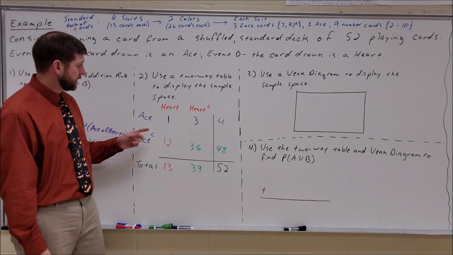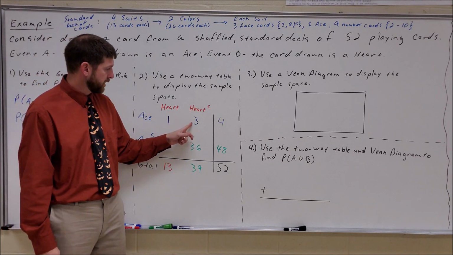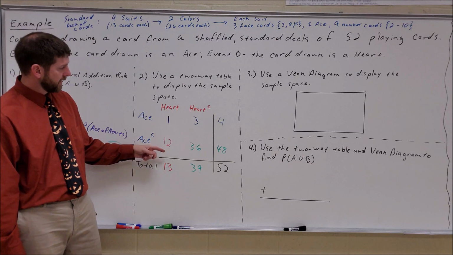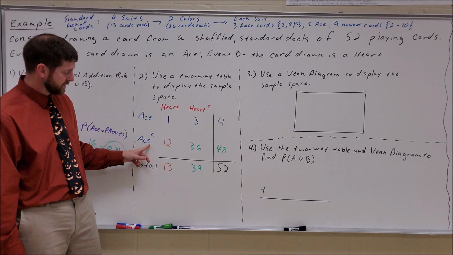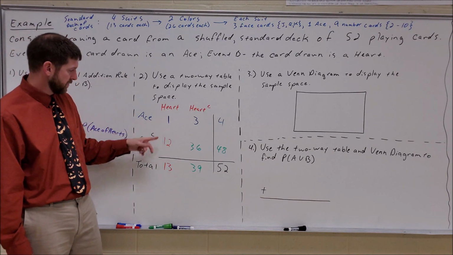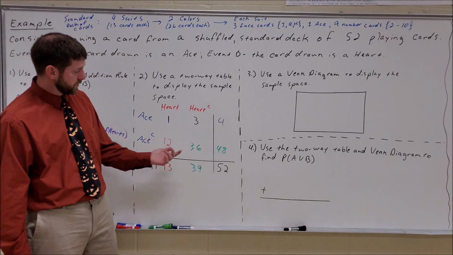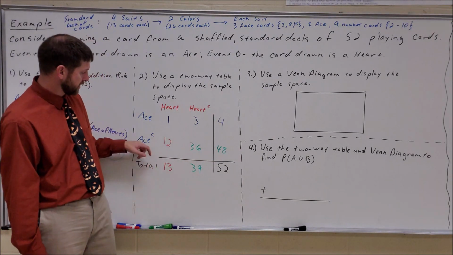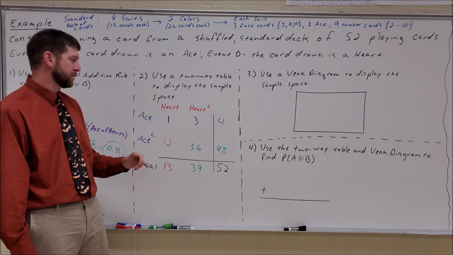As we can see, we have one ace of hearts. We have 3 aces that are not hearts for 4 total aces. We have 12 hearts that are not aces. So we have the 1 heart that was an ace, and then 12 more hearts that are not aces, giving us 13 total hearts. And then that leaves us with 36 cards that are not an ace and not a heart. That's what this 36 represents. So this is how we can fill in that two-way table.